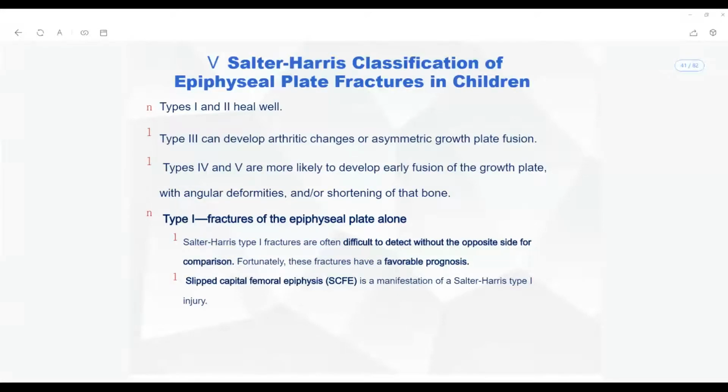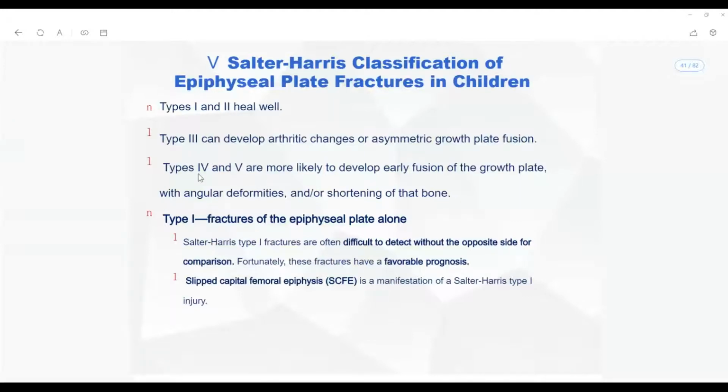Okay. The Salter-Harris classification generally has 5 types. You see here that type 1 and type 2 actually heal well, whereas type 3 can develop arthritic changes or asymmetric growth plate fusion. Because in type 3 there is an epiphysis involvement and the growth plate has problems. Since the epiphysis is involved, there will be asymmetric growth plate fusion.